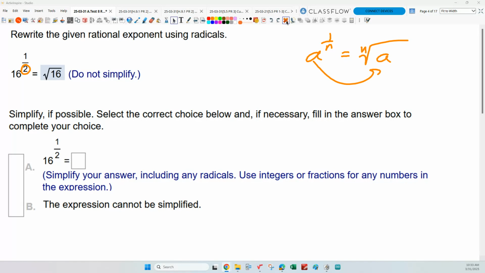So there's the first part. They just wanted us to rewrite the expression using a radical instead. Now we haven't simplified this all the way. Well, what do we get if we simplify that all the way? 4. So our final answer, if we simplify it, is just 4. Okay? Everybody see what they're asking for there?